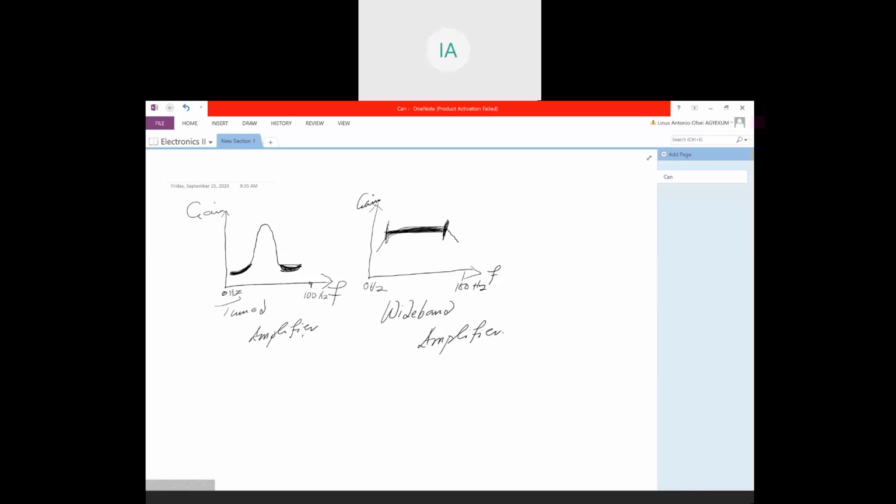Okay? Is there any confusion here? No, sir. So you're saying that for the wideband, the amplifier has constant gain from DC. Yeah, so let me show you something.